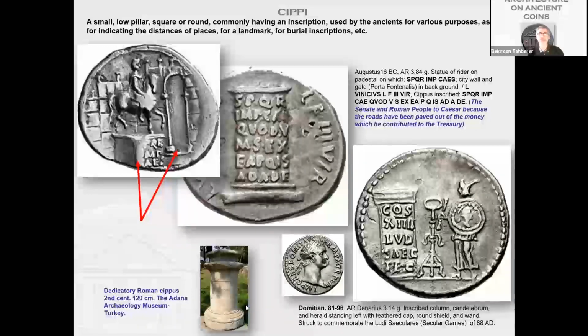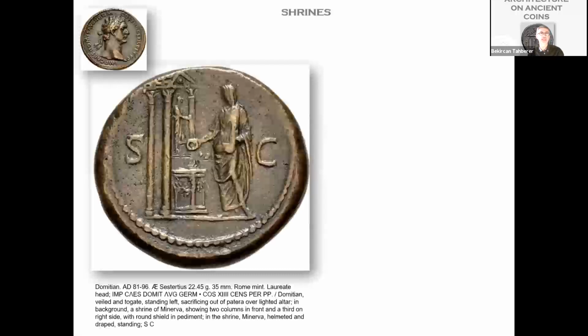It was in Adana, my hometown, I took that picture. And we have shrines everywhere. A very good example is again in Rome on these coins of Domitian. The emperor, wearing a toga, standing and sacrificing out of a patera over a lighted altar. In the background, a shrine of Minerva showing two columns in the front and a third one here. And most likely there were other columns that we don't see now. And the statue of Minerva is in it.